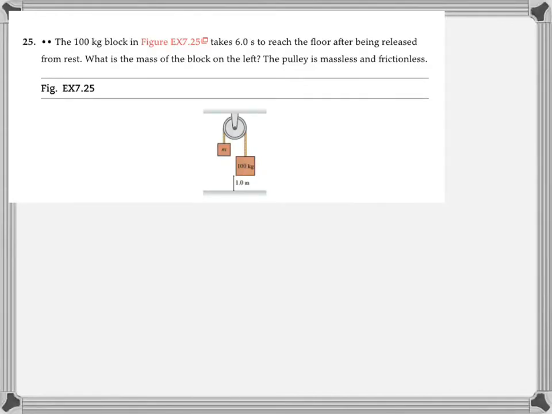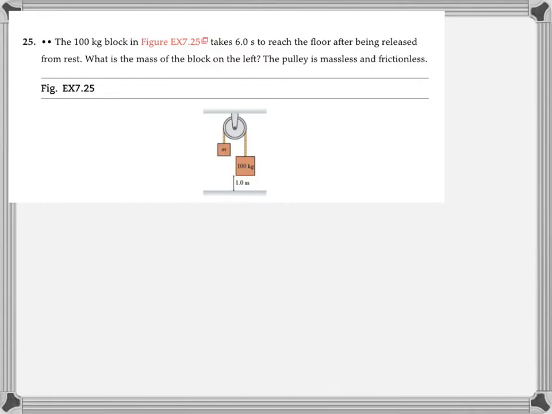All right, here's another problem. This one is from chapter 7, problem number 25. It says that a 100-kilogram block in the figure takes 6 seconds to reach the floor after being released from rest. What is the mass of the block on the left? The pulley is massless and frictionless.